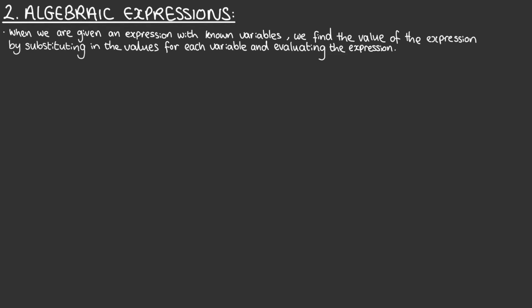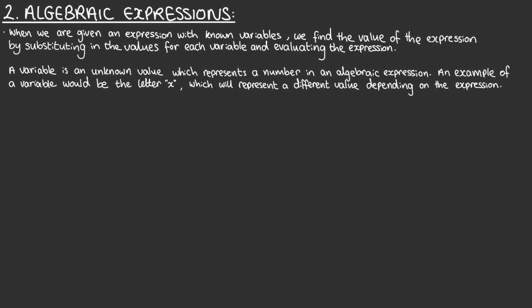Hi guys, welcome back. Today we're talking about algebraic expressions. Whenever we are given an expression with known variables, we find the value of the expression by substituting in the values for each variable and evaluating the expression. A variable is an unknown value which represents a number in an algebraic expression. An example of a variable would be the letter x, which would represent a different value depending on the expression.